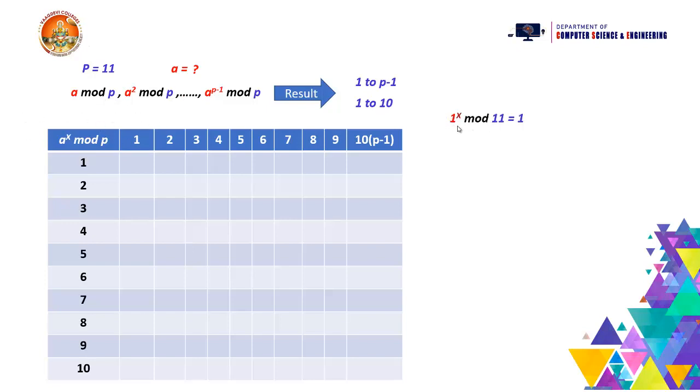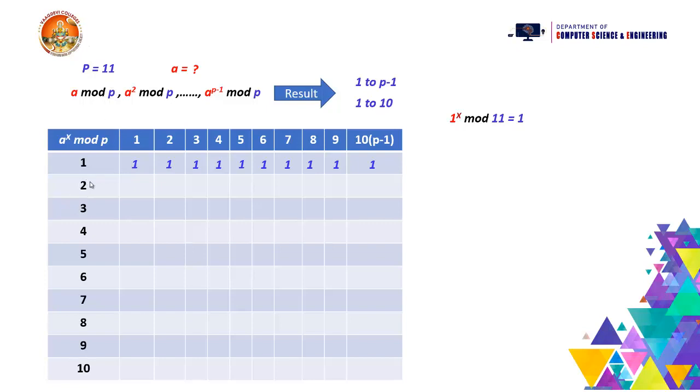1 power something will generate 1, and 1 mod 11 is always 1. So 1 power 1 mod 11, the result is 1. 1 power 2 mod 11, the result is 1. 1 power 3 mod 11, the result is 1. 1 power 4 mod 11, the result is 1. 1 power 5 mod 11, the result is 1. Like that, it will generate only 1 up to power 10. Observe the result: it does not have all the integers from 1 to 10, only the number 1. So 1 is not a primitive root of prime number 11.